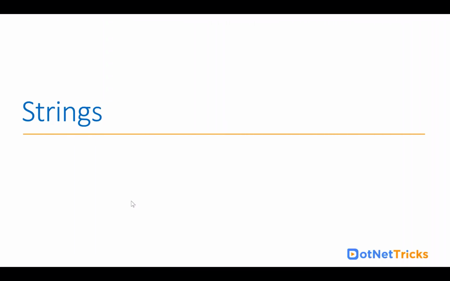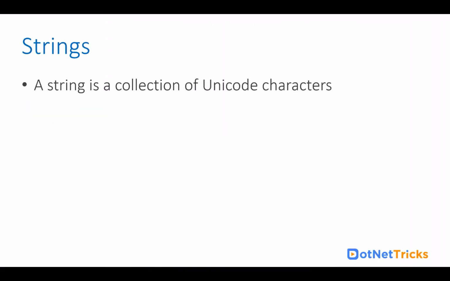In this session, you will learn about strings in C Sharp. A string is a collection of Unicode characters. So within a string, we can assign Unicode characters. Let's say we can assign any language character here. It might be Hindi, it might be English. Whatever Unicode characters we have across the world, we can assign all of them to a string variable.